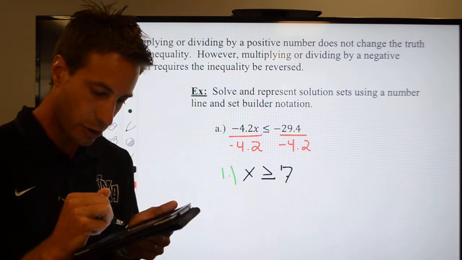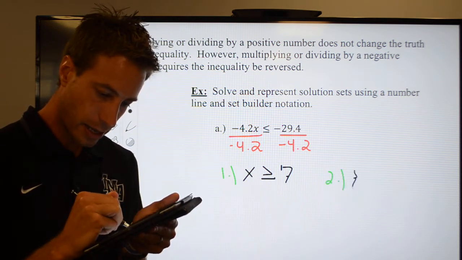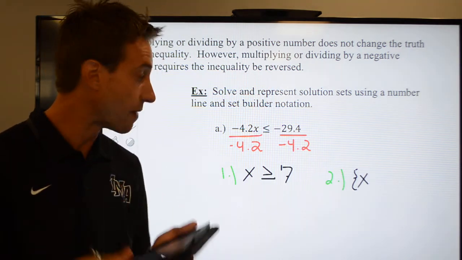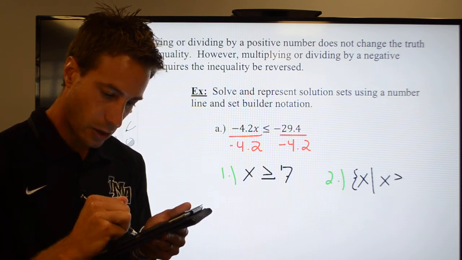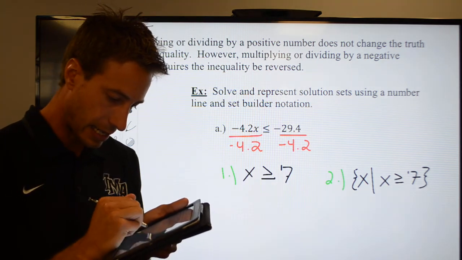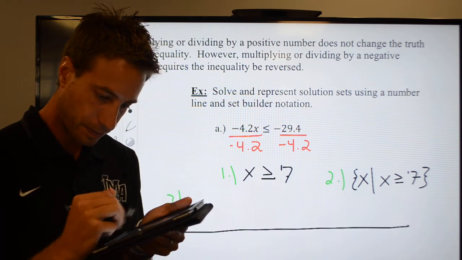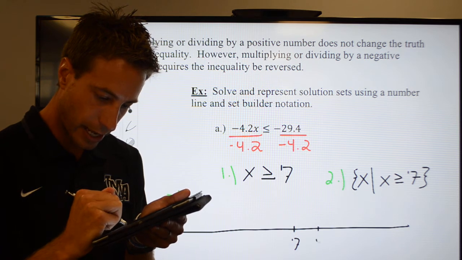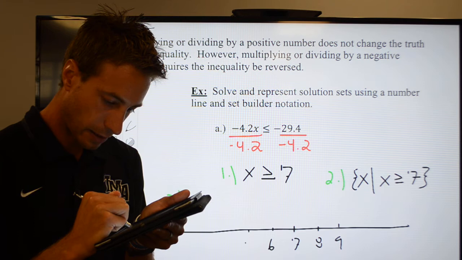We can put it in set builder notation. Let's do that. Set builder notation is going to be the braces, all values of x, my variable, such that x is greater than or equal to 7. Close the braces, and then I need my number line. So let's get that in here. Put a couple of values going in each direction. There's 8, there's 9, 6, 5.